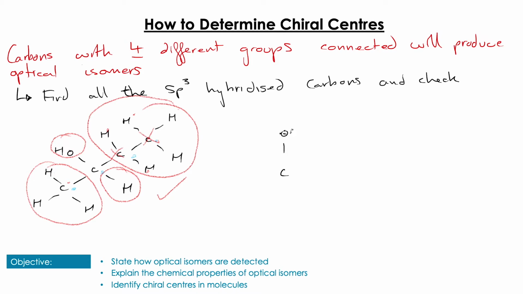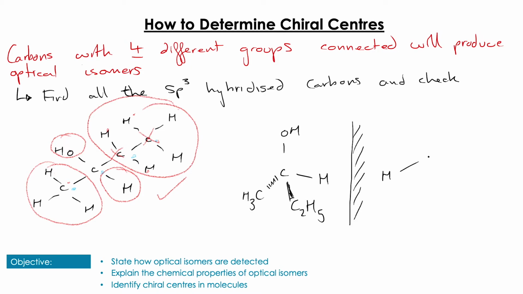So we can draw that molecule out in a 3D projection, and then draw our mirror and complete our 3D projection, and we'll see that we have made both enantiomers in this drawing.